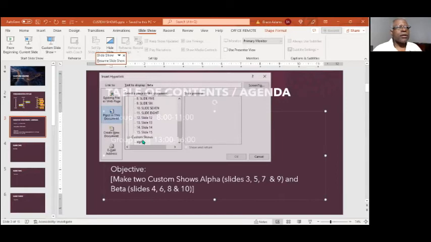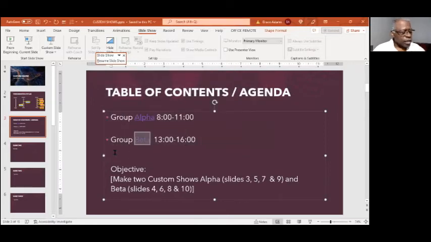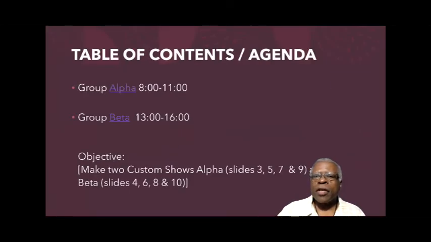Control K. Slide down. We want to select custom show beta. We want to show and return. Hit OK. Save your work. Now what it's going to look like as we go back to presentation mode. As we go back to slideshow view and look at our 2 custom shows, you'll see that they are hyperlinked, alpha and beta. And if we click on alpha, we should see the slides in group 3, 5, 7, and 9.